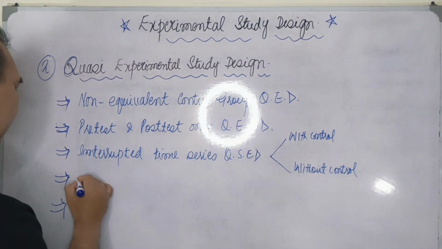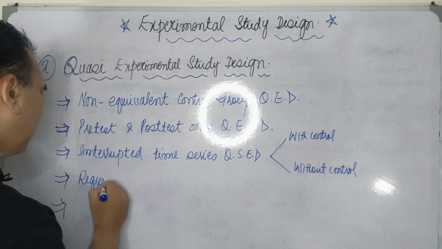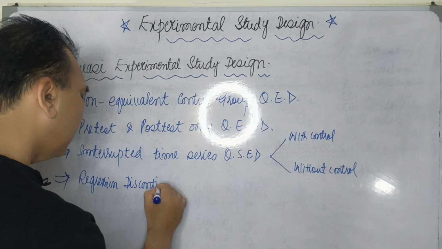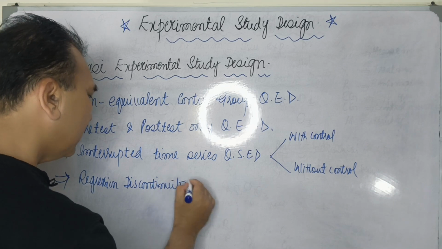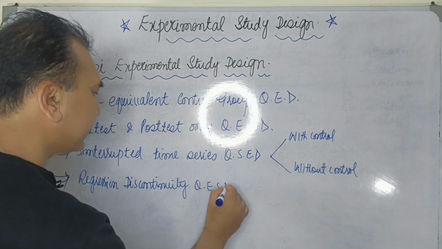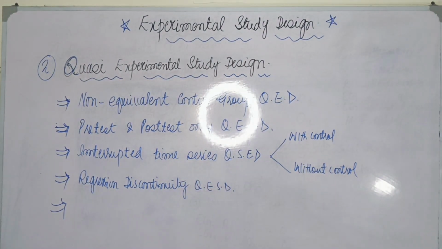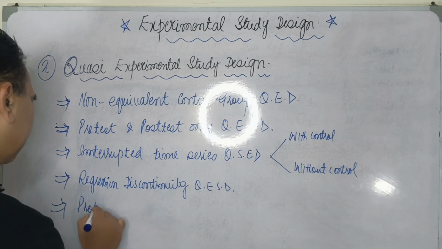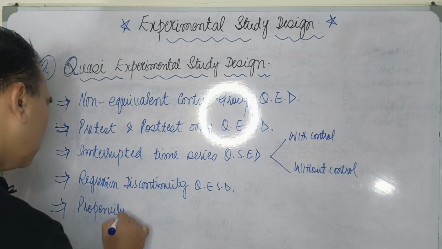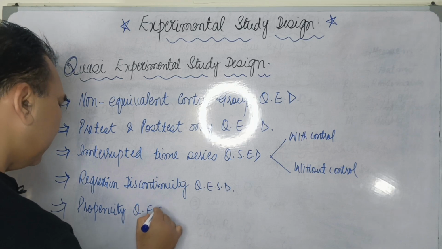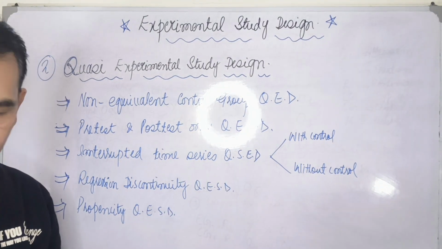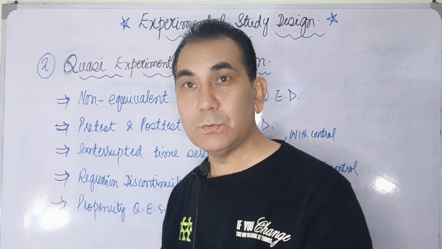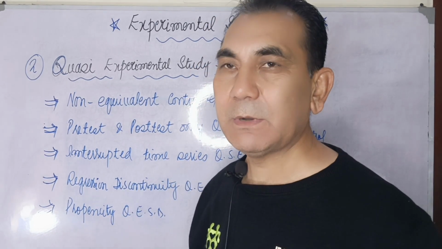Now the fourth one is the regression discontinuity quasi-experimental study design. Now the fifth one, which is nowadays also used, is the propensity quasi-experimental study design. These are the study designs which are mostly used to conduct quasi-experimental studies.